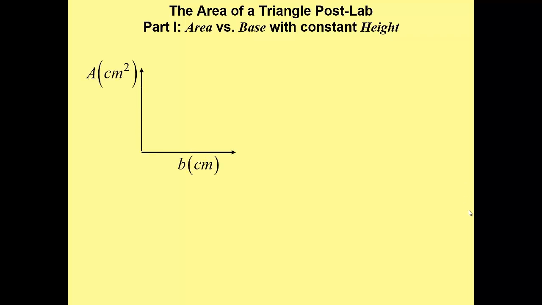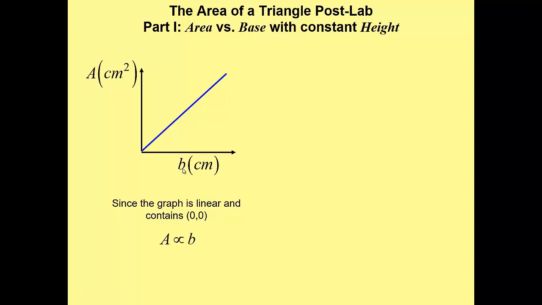In that case, we graphed the area in centimeters squared versus the base in centimeters, kept the height constant, and that resulted in a beautiful linear graph that went through 0, 0, which means what's true of the relationship between the area and the base? Indeed, they are proportional to one another.